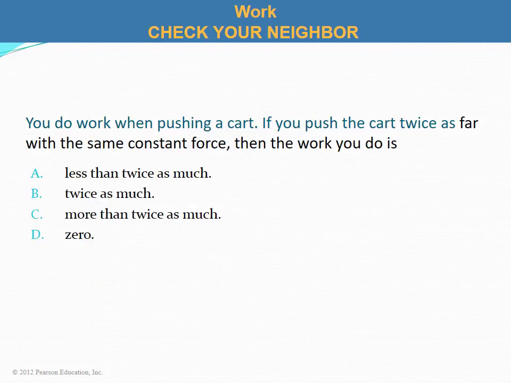You do work when pushing a cart. If you push the cart twice as far with the same constant force, then the work you do is A, less than twice as much, B, twice as much, C, more than twice as much, D, 0. B, twice as much. Work is force times the distance traveled. Double the distance and you double the work.